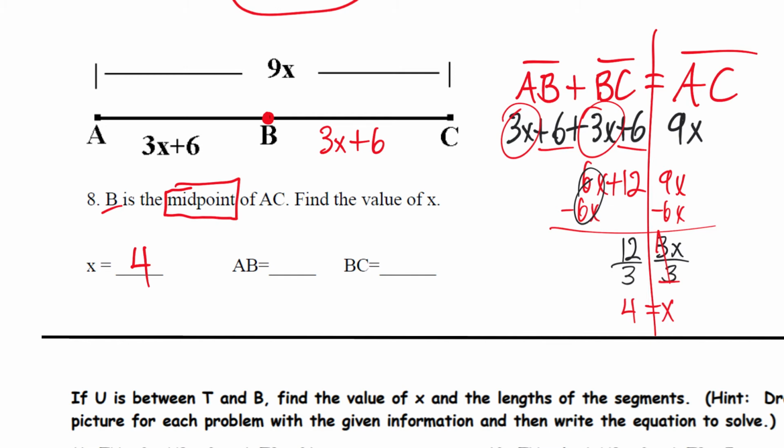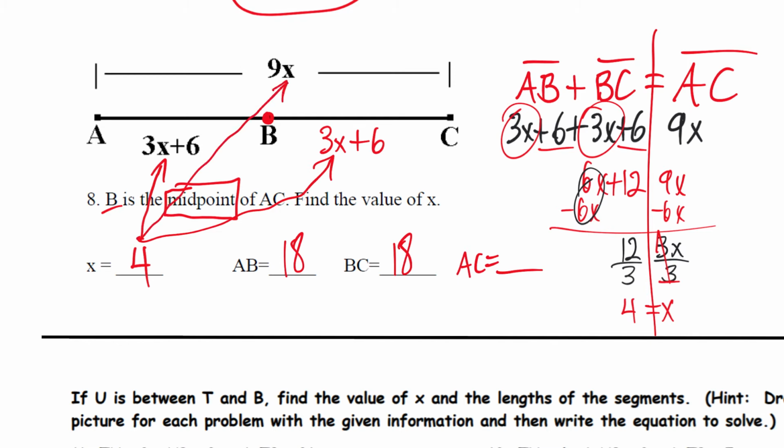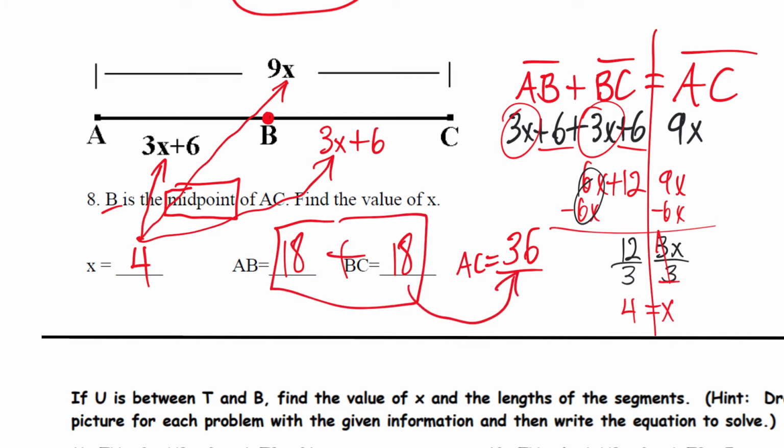All right, from here I'm going to take that 4 and plug it back in. So 3 times 4 is 12, and 12 plus 6 equals 18. And same thing right here when I plug in 4. 3 times 4 is 12, plus 6 is 18. Now one other thing that I did not put here that I should have, AC: if I take that 4 and plug it in there, 9 times 4 is 36. And so again, just to check real quick, does that plus that equal that? And the answer is, yep, 18 plus 18 is 36. That all looks good.